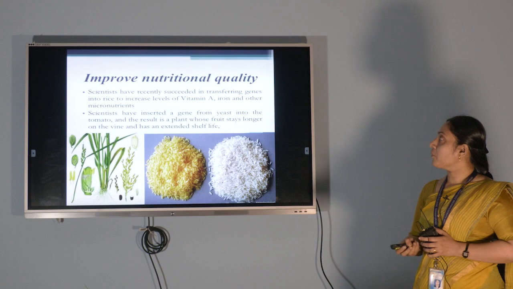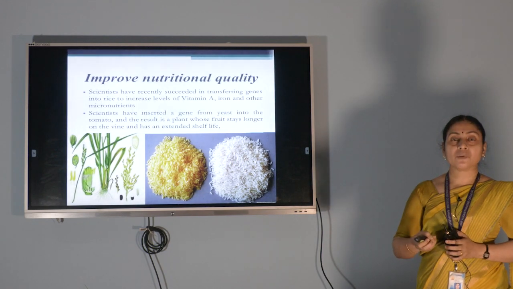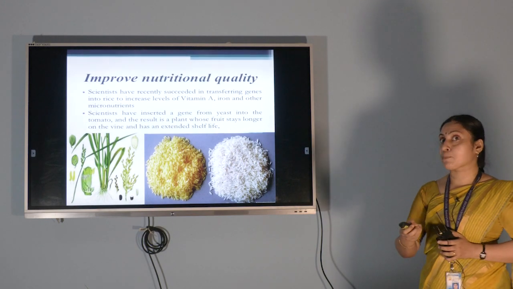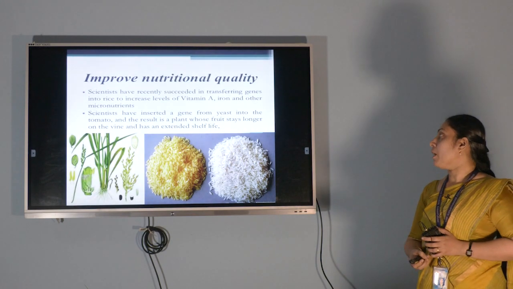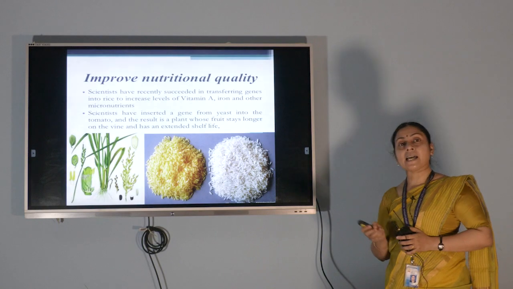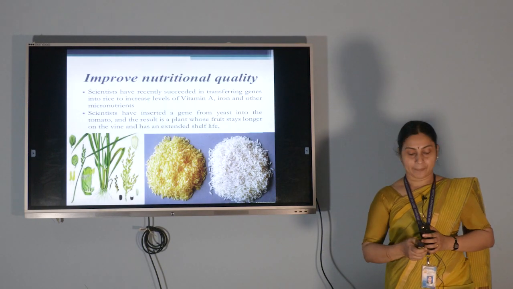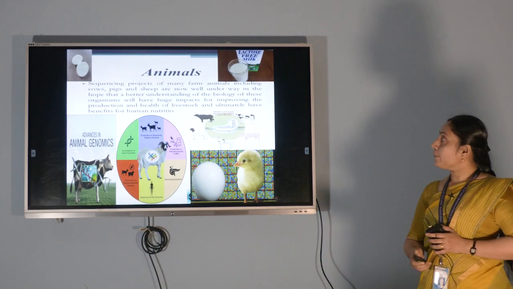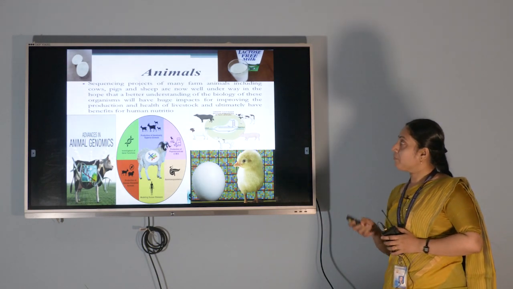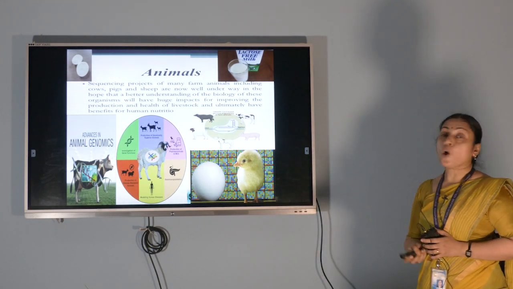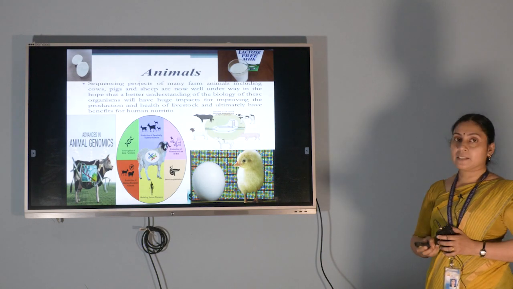Then improved nutritional quality. In this way we have developed the rice known as golden rice. It is vitamin rich rice, rice that is rich in vitamin A. That is the most improved nutritional quality product in agriculture through the method of bioinformatics.